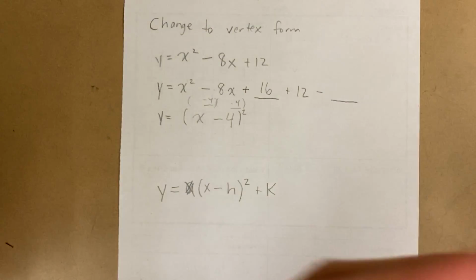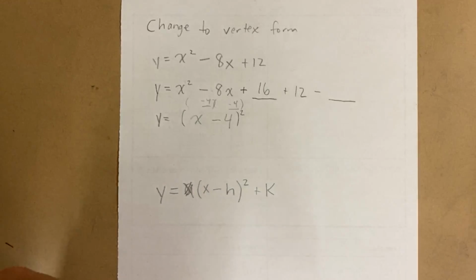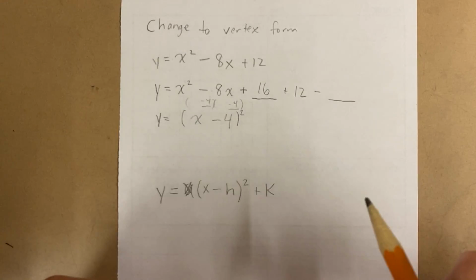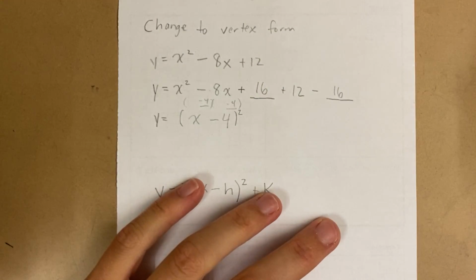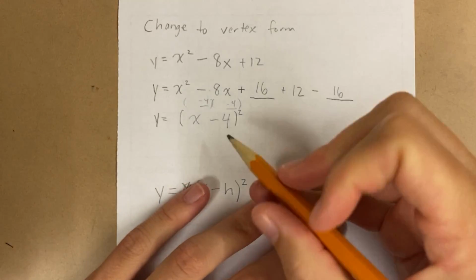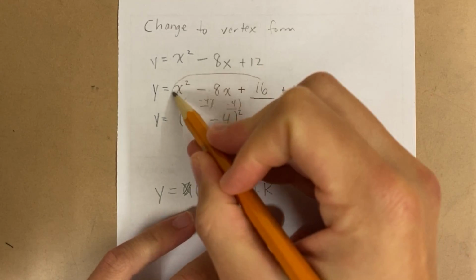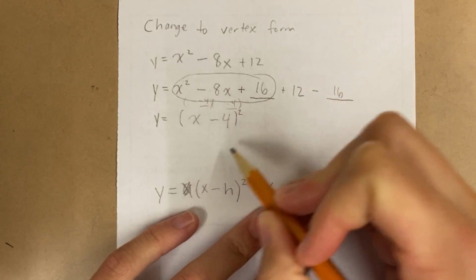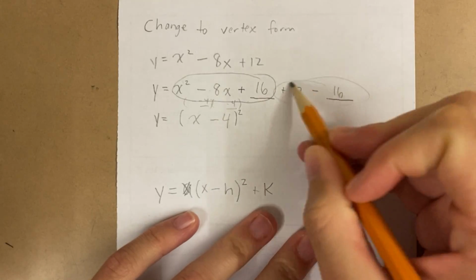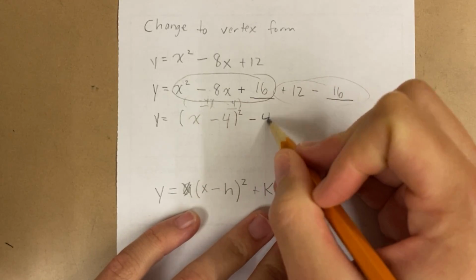Now, this is an equation, so I can't just add 16. That's not allowed. But what I can do is add 16 and then subtract 16. If I add 16 and subtract 16, that's doing nothing. That's 0. So now this part becomes this, x minus 4 squared. And then this part, this is 12 minus 16, that's -4.